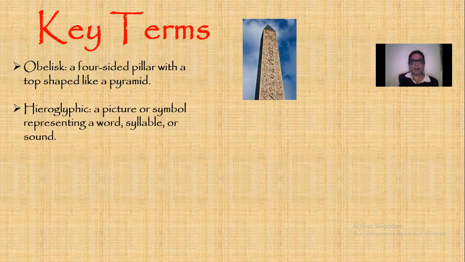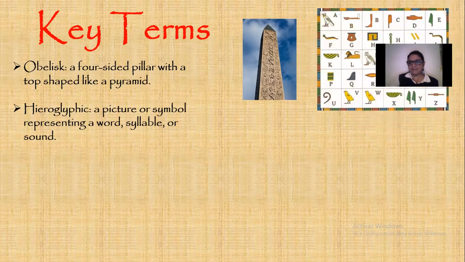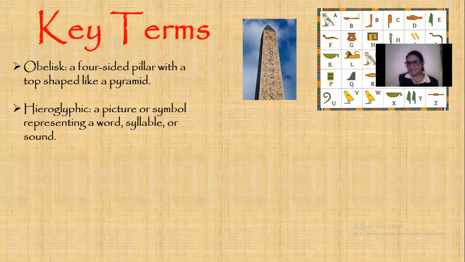Hieroglyphic, a picture or symbol representing a word, syllable, or sound. This is the Egyptian hieroglyphic alphabet. Each symbol or animal represents a letter. Another way of writing.